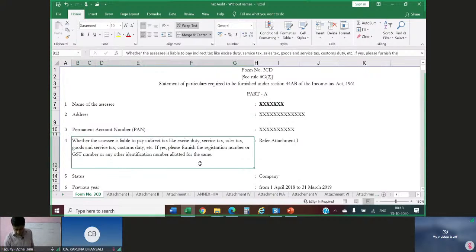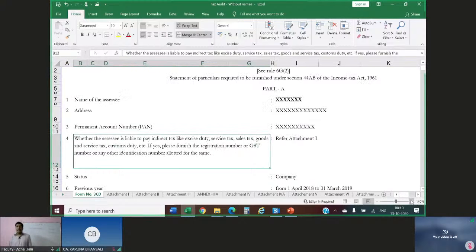Next point. Whether the assessee is liable to pay indirect tax like excise, service tax, sales tax, GST, custom duty, etc. Number 1, the first question needs to be answered. Who will answer this? Management. Whether they are covered under any of these laws or not. If yes, please furnish the registration number or the GST number or any other identification number allotted for the same.